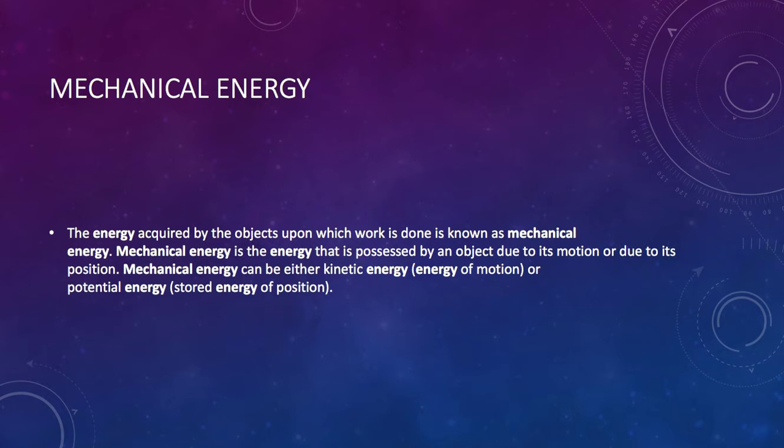Mechanical energy: the energy acquired by the objects upon which work is done is known as mechanical energy. Mechanical energy is the energy that is possessed by an object due to its motion or due to its position. Mechanical energy can be either kinetic energy, energy of motion, or potential energy, stored energy of position. Generally, we combine all the energy that is present for an object, both in the forms of kinetic and potential.